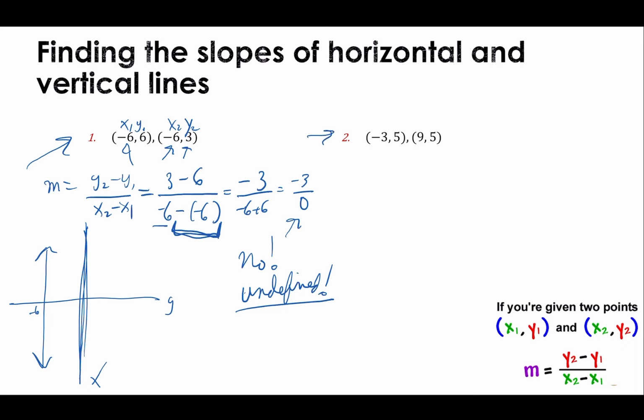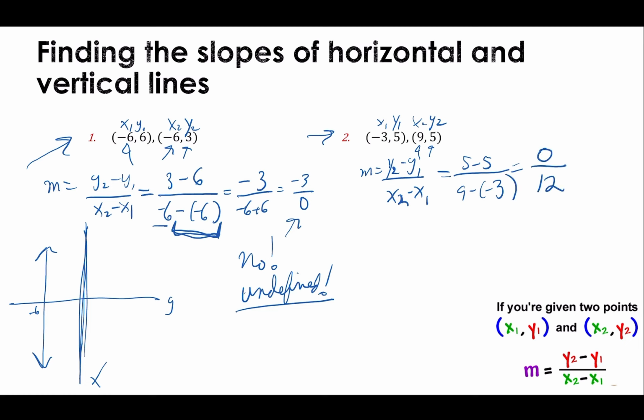Let's do the same thing for example 2. I'm going to label my x1, y1, x2, y2. I'm going to take my change in y over our change in x. That means I have 5 minus 5 over 9 minus a negative 3. Well, 5 minus 5 is 0. 0 divided by any number is 0, so I have a slope of 0.